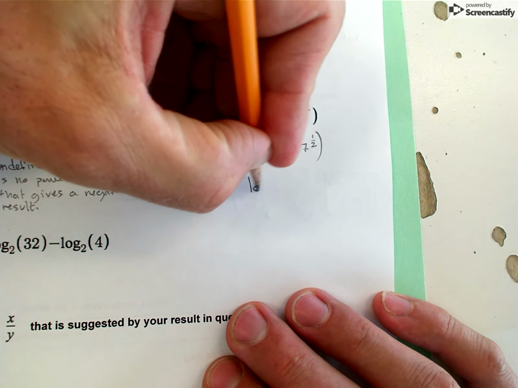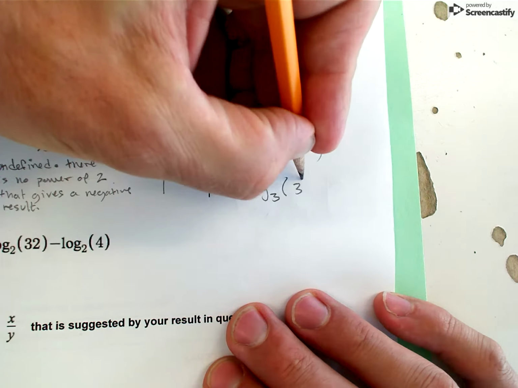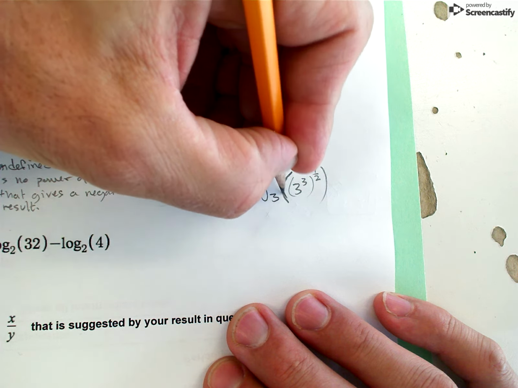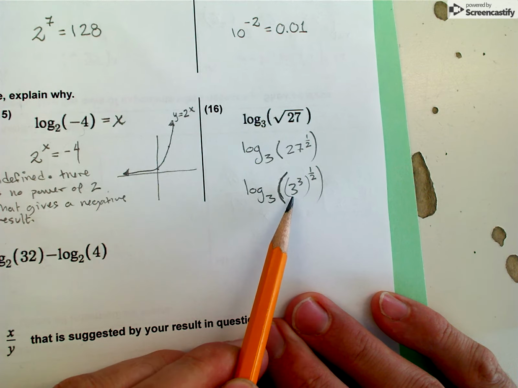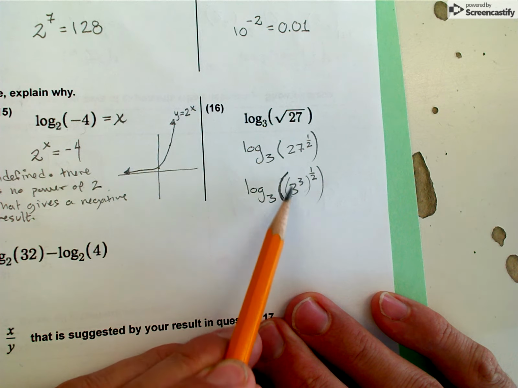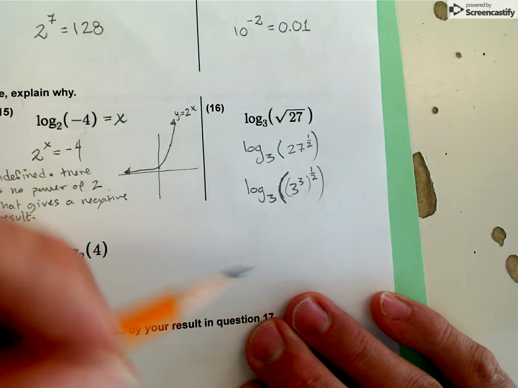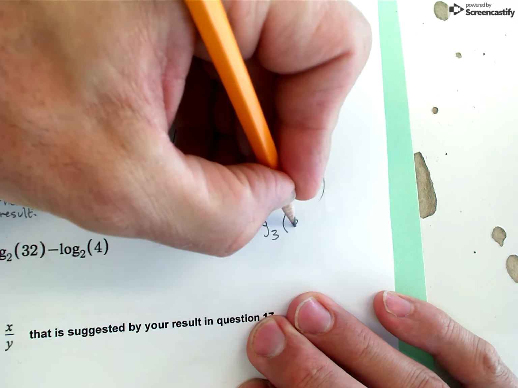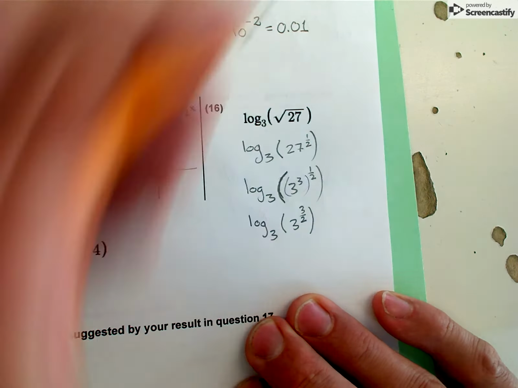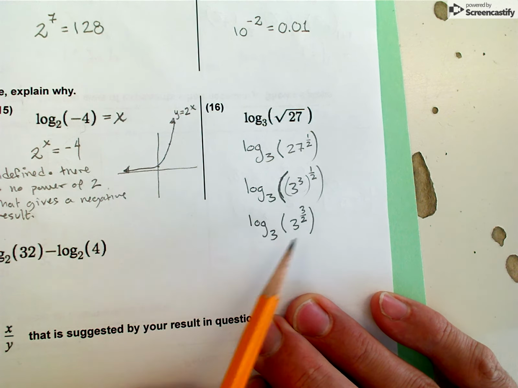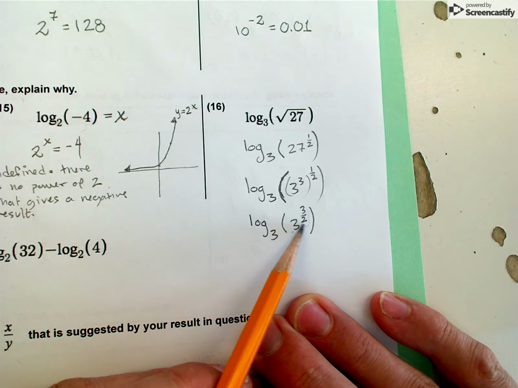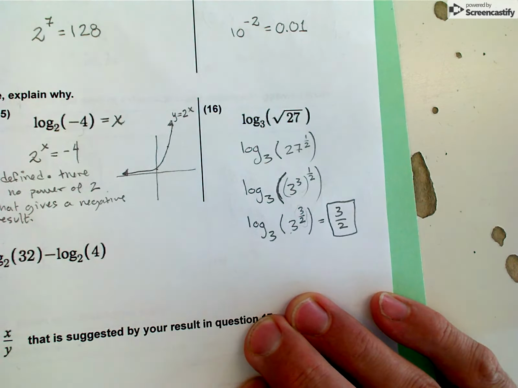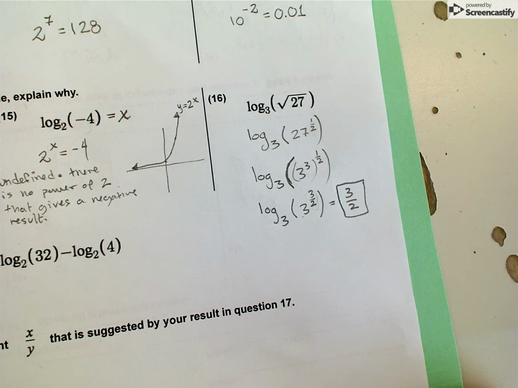Well, let me rewrite this as a power of 3 in order to get my bases all lined up. This is 3 to the 3rd power, and I'm raising that to the 1/2. Let me get my parentheses straight here. So now my 27 is written in terms of a base of 3. And so, again, I can simplify that using the power rule. Log base 3 of 3 to the 3/2 power. What does that equal? Well, think about it. 3 to what power equals 3 to the power of 3/2? The answer is just 3/2. And that's our solution.